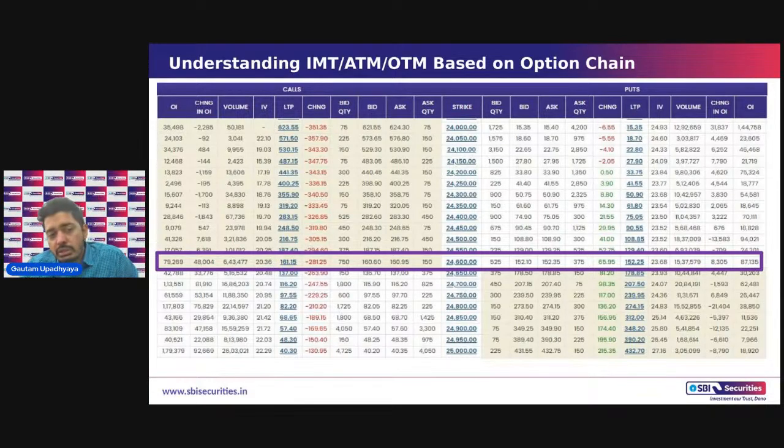Likewise we have the put side of it as well. Whichever strike prices are above 24,600 for put options, these are in the money, and whichever strike prices are below 24,600 are out of the money for put options. It's the exact opposite. If you flip it, that's what it is for understanding at the money, in the money, and out of the money for call and put options.